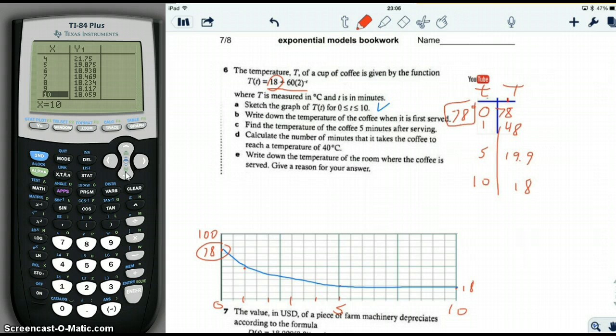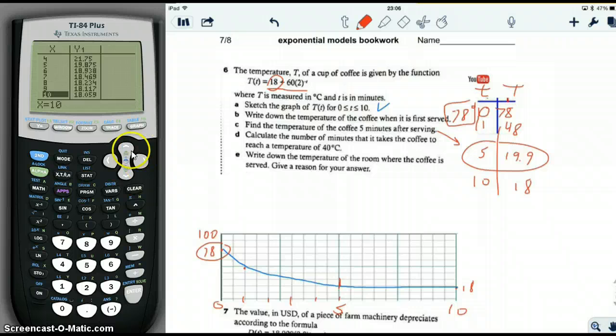Okay. Find the temperature of the coffee 5 minutes after serving. Well, I guess that would be t equals 5. So that would be 19.9 degrees Celsius. Calculate the number of minutes that it takes the coffee to reach a temperature of 40 degrees. Okay, so that looks like it would be somewhere between 0 and 1. It reaches 48. Oh no, I'm sorry. It reaches 40 degrees after 1 minute.